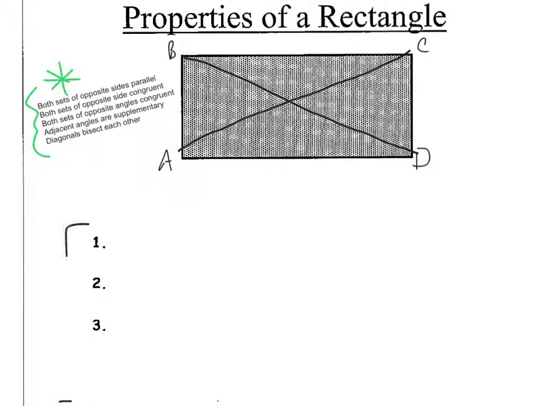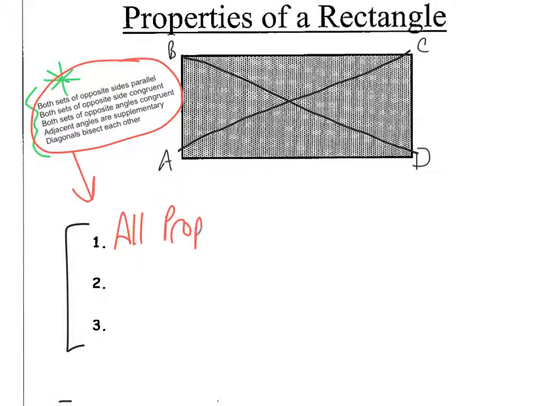So as you can see, I only have 3 properties listed here. So the question is, how do I get all of these properties to fit right in here? And since they're all properties of a parallelogram, we're simply going to write that a rectangle has all properties of a parallelogram. So that one statement covers all those 5 properties.